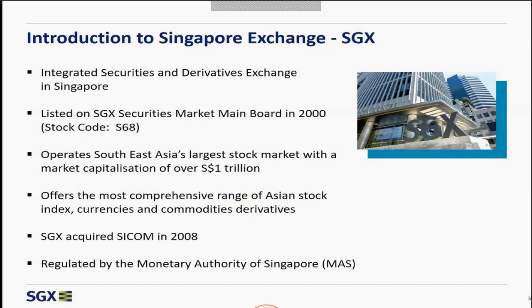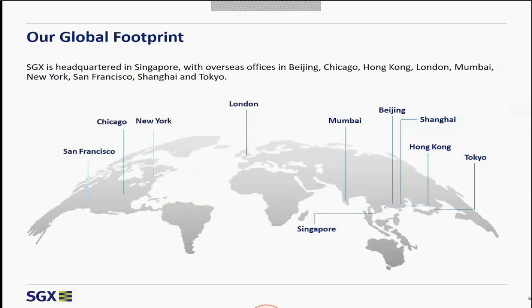SGX acquired SICOM in the year 2008. For some of you here from the rubber industry, you would know that SICOM was the rubber futures exchange in Singapore. After the acquisition, SICOM Rubber Futures is now traded under the SGX platform. Because of the long history and strong brand name in the rubber market, we still retain SICOM's brand name in our rubber futures products. SGX is headquartered in Singapore, and we are supported by 9 representative offices globally to service our global customers.